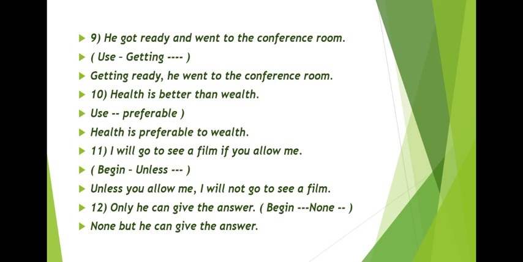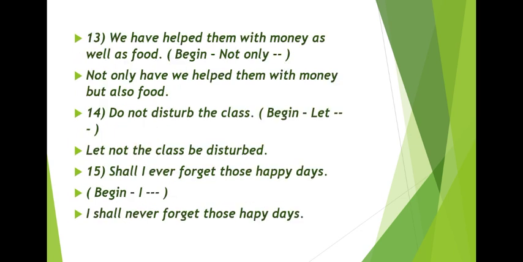Next sentence, I will go to see a film if you allow me. You have to start with unless. Okay? Unless you allow me, comma, I will not go to see a film. Next is only he can give this answer. Okay, only he can give the answer. It's a positive sentence. You have to start with none. That means you have to make a negative sentence. Whenever there's the word only, you have to start with none. You have to write but after that, or you can also write except. None but he can give the answer, or you can also write it in this way: none except he can give the answer.